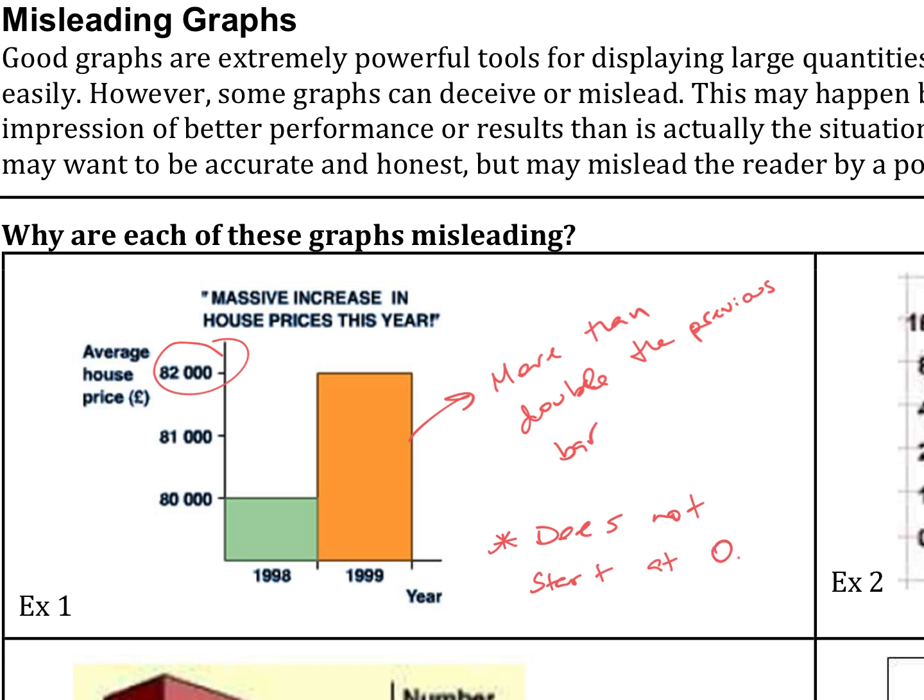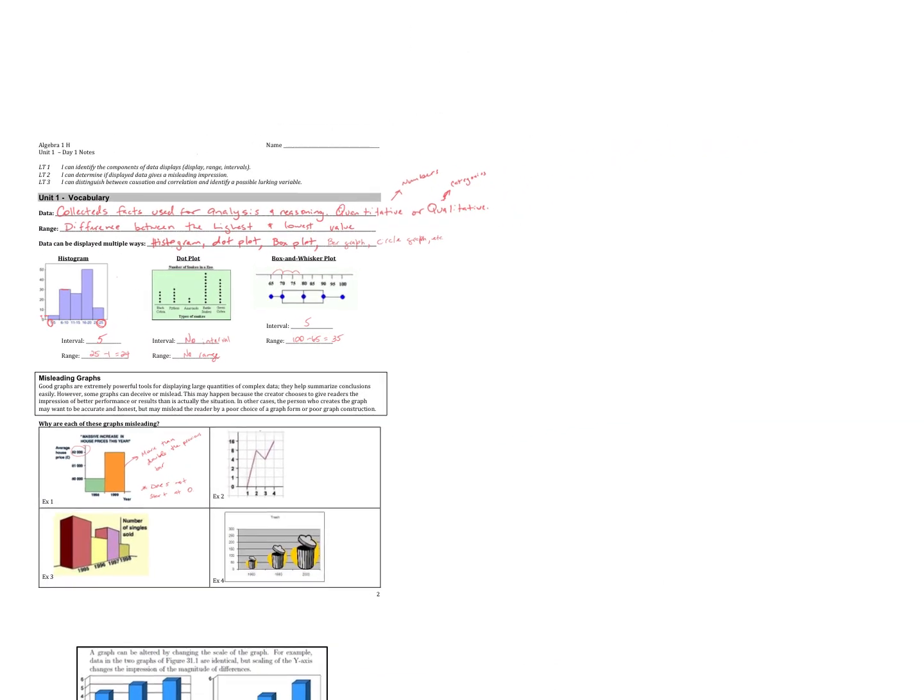If it started at 0, there wouldn't be that significant of a difference between the sizes of the bars. But because they cut it off and they actually are starting closer to 80,000, it does make it appear that in 1999, there was a significant increase in housing prices, which in reality, there was only a 2,000 pound difference in housing prices. And that's really not that much in the grand scheme of things. So this can be very misleading to people. All right, let's look at the next one.